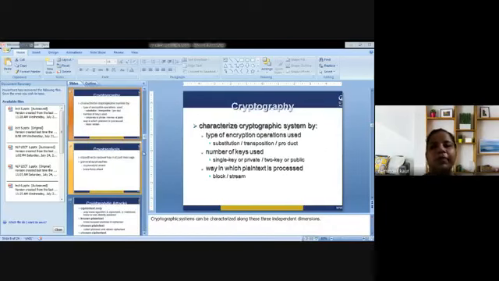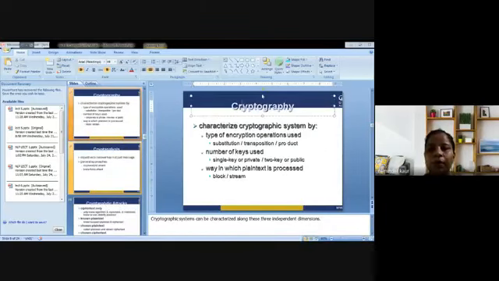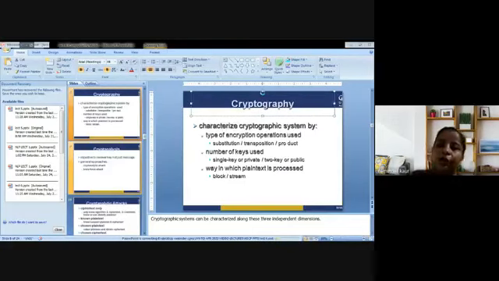So next is, what is basically cryptography? We are supposed to characterize a cryptographic system by the type of encryption operation used. For example, we are using a substitution technique, we are using a transposition technique, or we are performing the Cartesian product. So the underlying technique that is used for the encryption operation could be mentioned here.